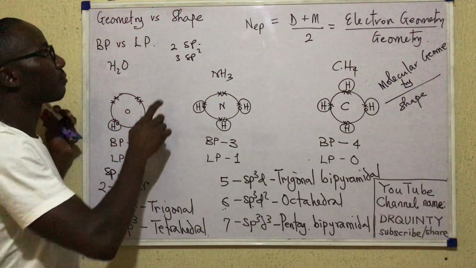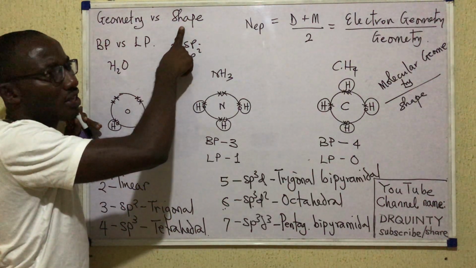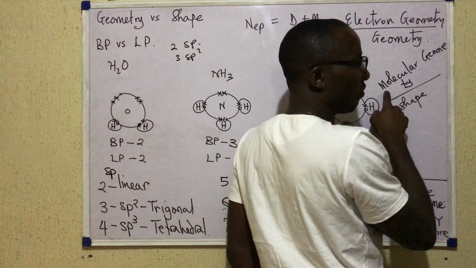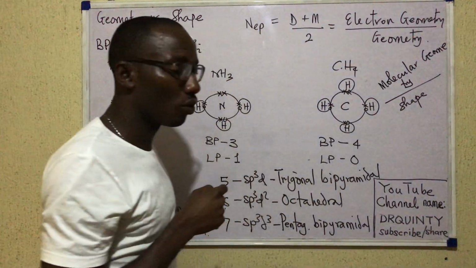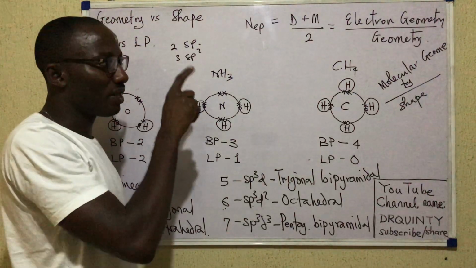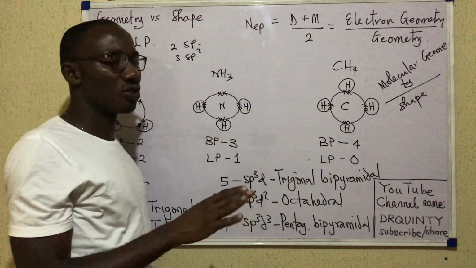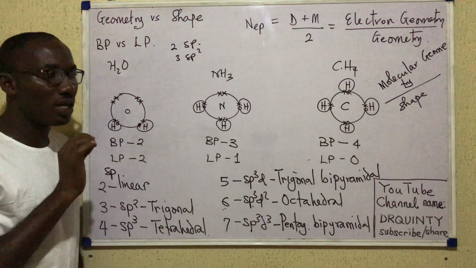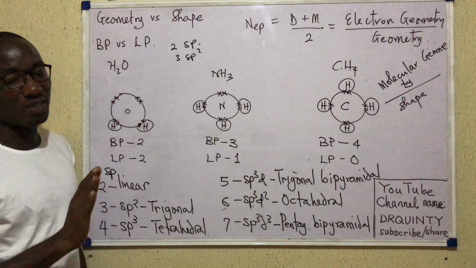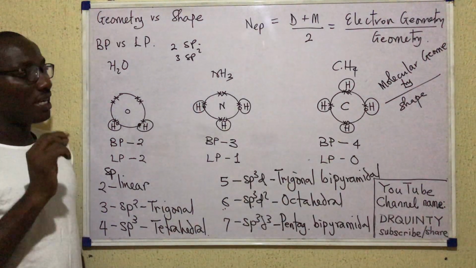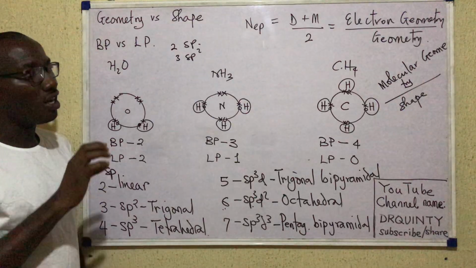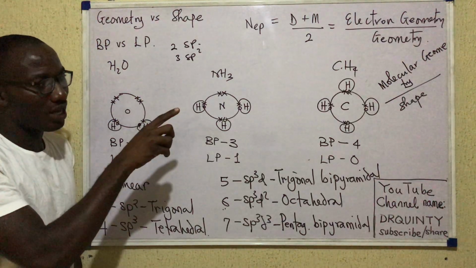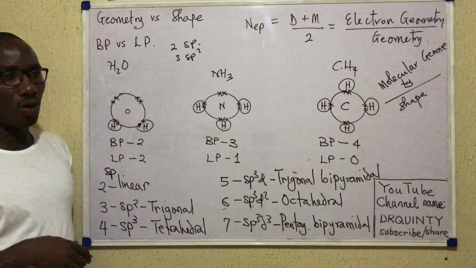Now, I'll tell you that the shape of a molecule is not necessarily the same as its geometry. In other words, the molecular geometry of a compound is not necessarily the same as its electron geometry. The only time they can be the same is when the compound does not contain any lone pairs. So if there are no lone pairs in a compound, the molecular geometry and the electron geometry would be essentially the same. However, if there are lone pairs, then the lone pairs have a way of distorting the geometry, so that what we get as molecular geometry is no longer the same as the electron geometry.